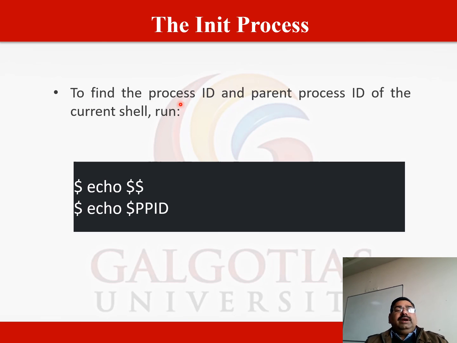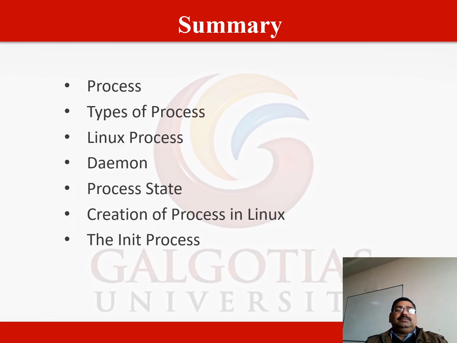This is to find the process ID and parent process ID of the current shell. If you want to know the current shell's process ID and parent process ID, you can view it by this particular command: on the command prompt you write echo and $$, then it will show the process ID of the current shell, and for the parent process ID you write echo and $PPID, that is the parent process ID. So it will show the process ID and parent process ID of the current shell in which you are working.